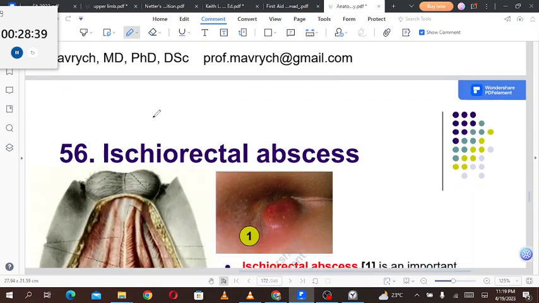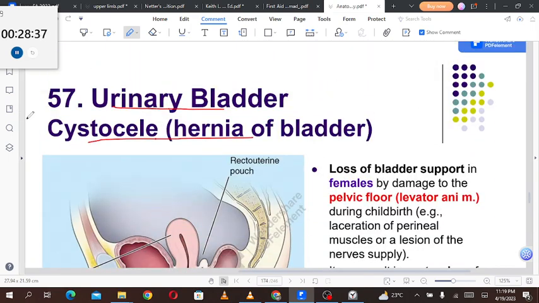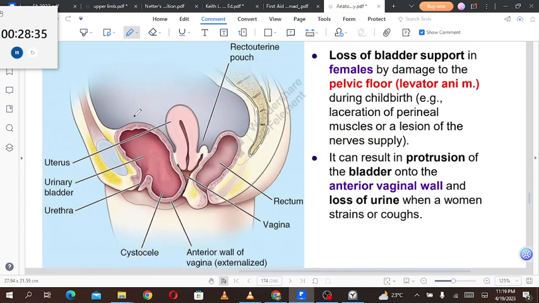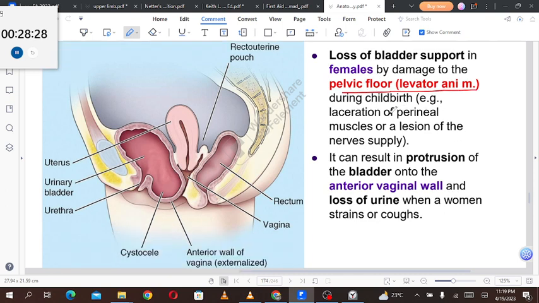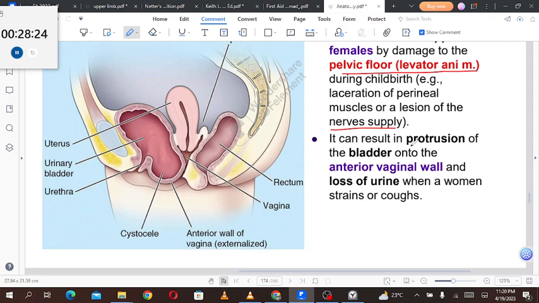And let's move on. So urinary bladder cystocele means herniation of the bladder. There is loss of the bladder support in females by damage to the pelvic floor, levator ani muscle, during childbirth, for example laceration of the perineal muscles or lesion of the nerve supply. It can result in protrusion of the bladder into the anterior vaginal wall and the loss of urine when a woman strains and coughs. So here you can see that the bladder is herniating into the anterior vaginal wall and depressing, or maybe compressing, that.